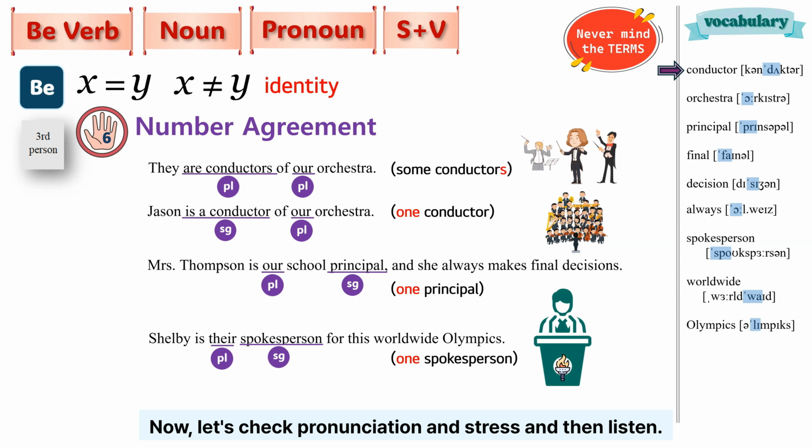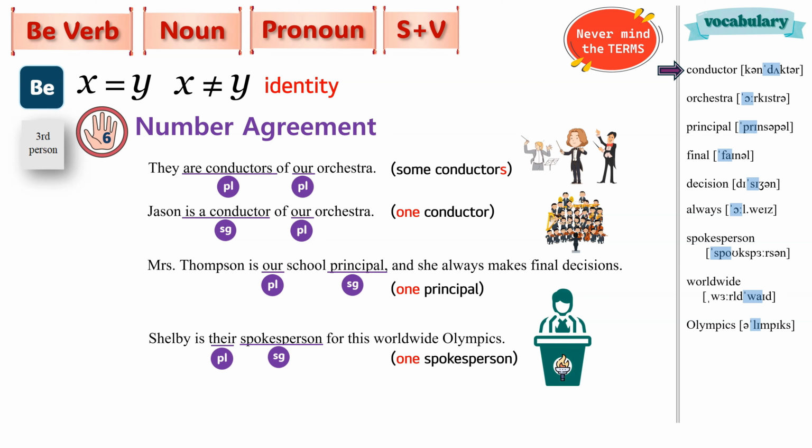Now let's check pronunciation and stress, and then listen. They are conductors of our orchestra. Jason is a conductor of our orchestra. Mrs. Thompson is our school principal, and she always makes final decisions. Shelby is their spokesperson for this worldwide Olympics.